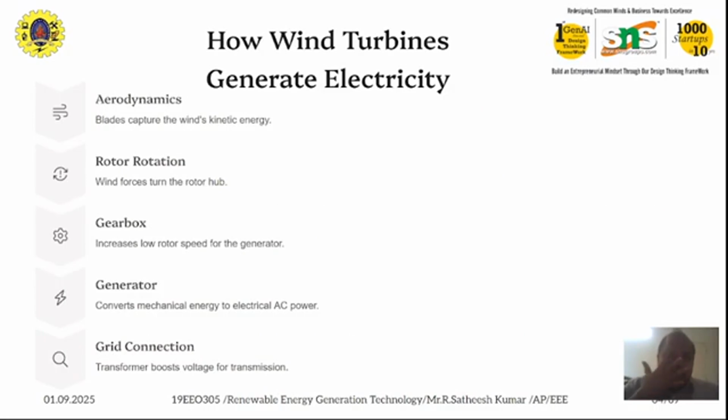So how does the wind turbine generate electricity? That is one of the important aspects here. The term is aerodynamics. The wind blades are designed in such a way that they capture the wind's kinetic energy, as I said earlier. When the wind flows towards the blade, it captures it and automatically starts to rotate. That rotates the rotor, so the wind forces the rotor hub to turn.